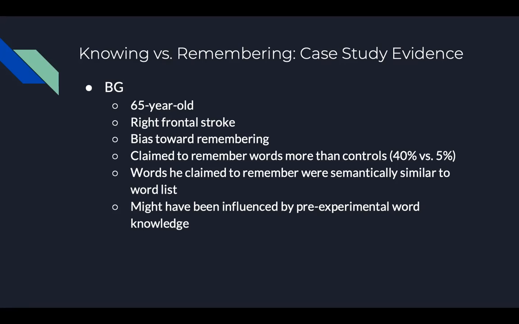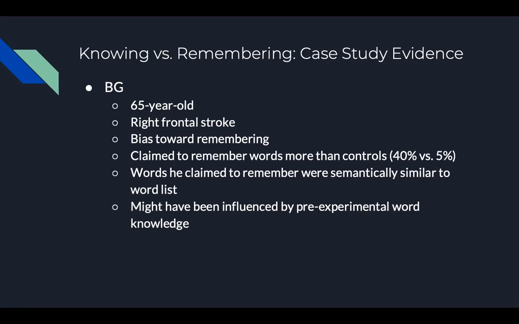And also, interestingly enough, again, there's this pattern of remembering way more than we would normally expect, because they had control groups do the same study, and they found that 40% of the time, BG was saying, oh, I remember that word. That word was on the list and I remember it. I had specific details that came up with it when I was studying the list. Versus controls, that only happened 5% of the time. So we can see here this bias towards remembering.